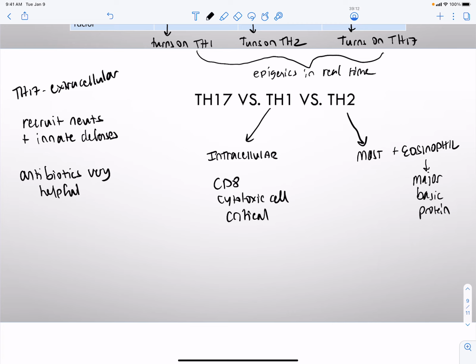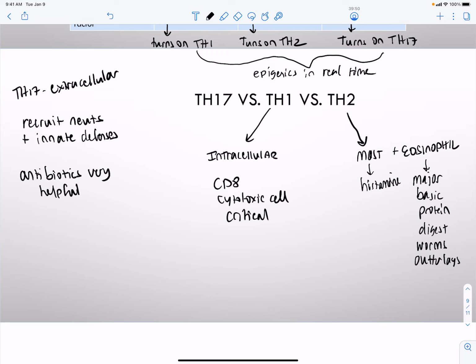And they release major basic protein, and it punches holes in larger pathogens, like worms and parasitic infections. So this can digest, for example, a worm's outer layers. And mast cells, of course, have histamine and a whole other bunch of factors, and it helps with getting worms expelled from your digestive tract. It causes the contractions of your stomach muscles, etc., that help to expel those worms.